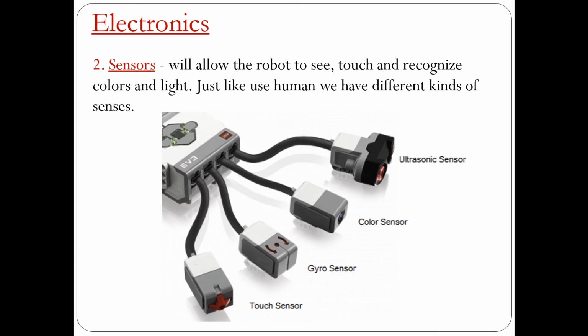Next, we have the sensors. We have four different sensors over here. We have the ultrasonic, we have the color, we have the gyro, and we have the touch. Okay, sensors will allow the robot to see, touch, and recognize colors and light. Just like humans, we have different kinds of senses, right?